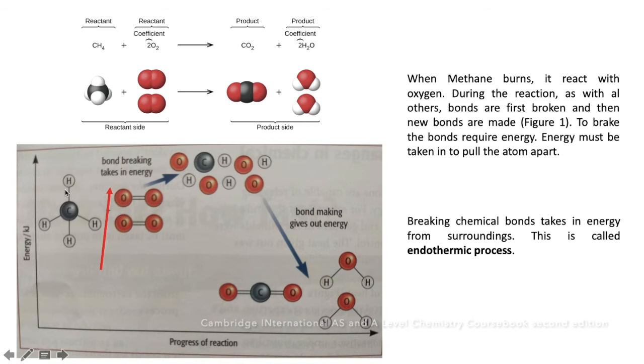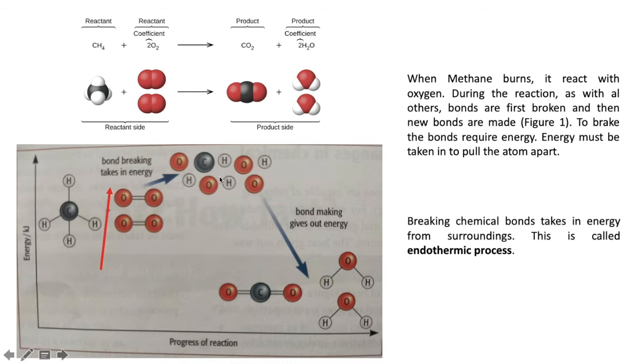Methane has 4 bonds from C to H. Now, to break these bonds, it needs energy. Also, for oxygen to break the O double bond with O, it needs energy. Breaking the bonds will become atoms. There will be atoms of O, C, and H with their numbers.